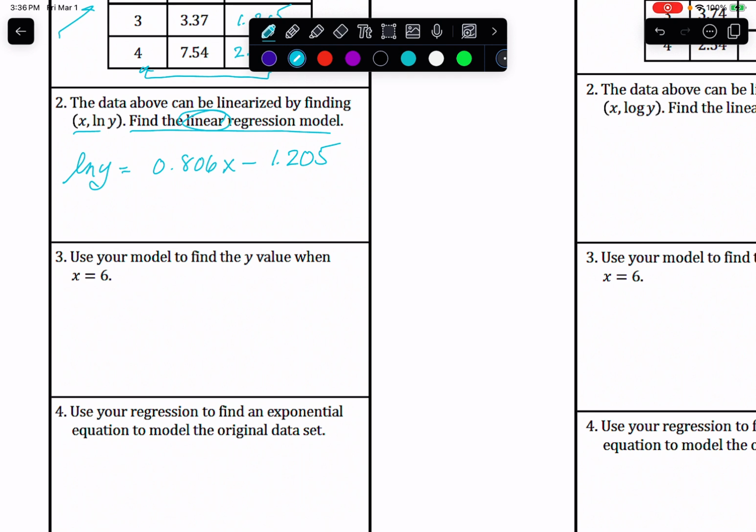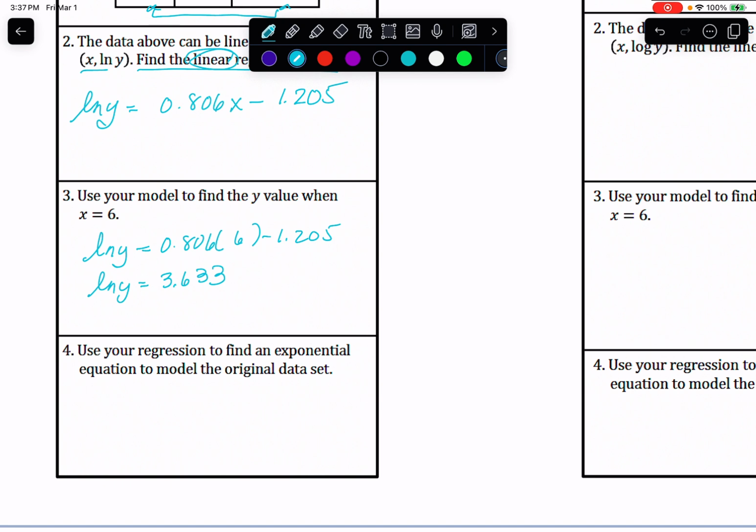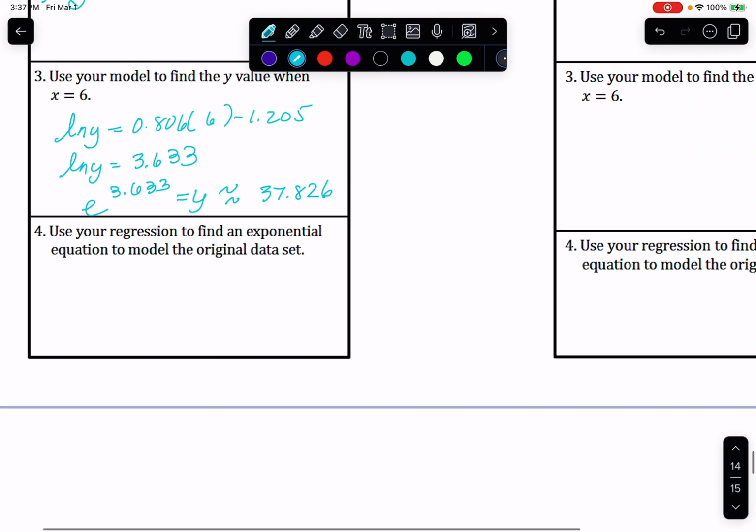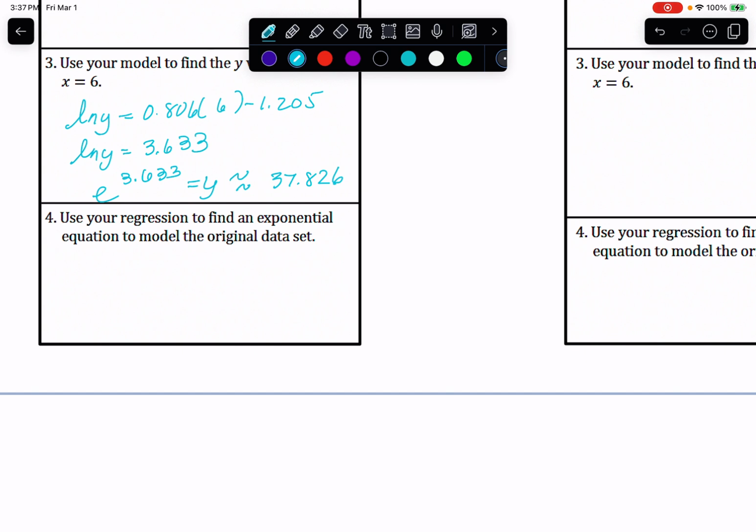Now, use your model to find the y value when x is 6. So ln y is equal to 0.806 times 6 minus 1.205. So you should get ln y is equal to 3.633 from your calculator. And now you've got to solve for y. You have ln y, so this is e to the 3.633 is y, and that's approximately equal to 37.826.